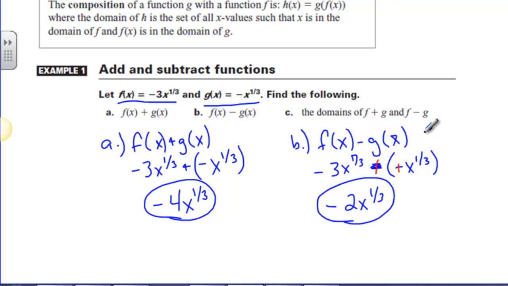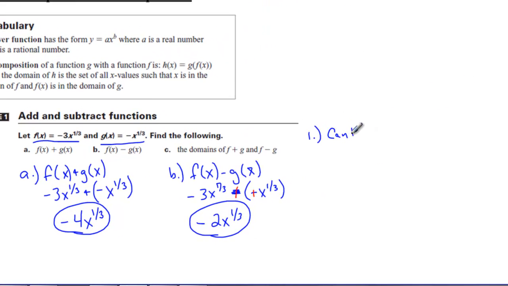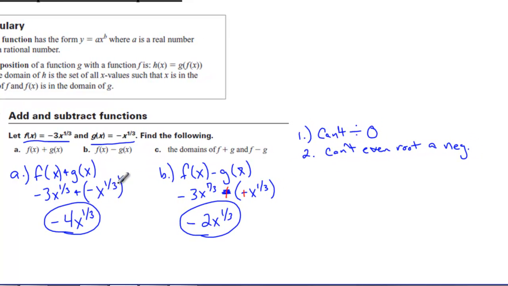Now when we talk about domains, remember our domain rules. Domain rule number 1 is you can't divide by 0. And domain rule number 2 is you can't even root a negative. All right. So here we're doing to the 1/3 power. X is being raised to the 1/3 power. And so our domain for f of x is all real numbers because we're not dividing and we're not even rooting. Same thing here for g of x.